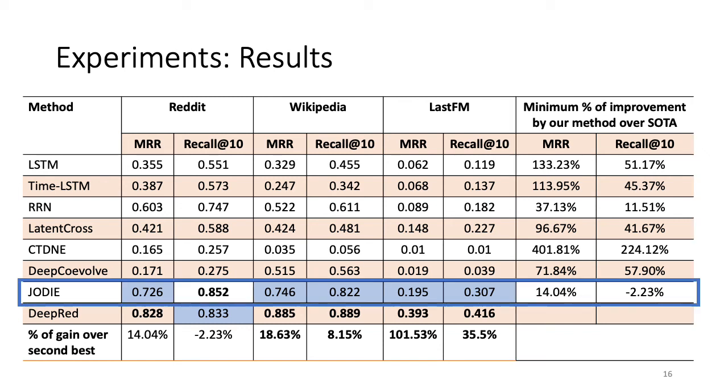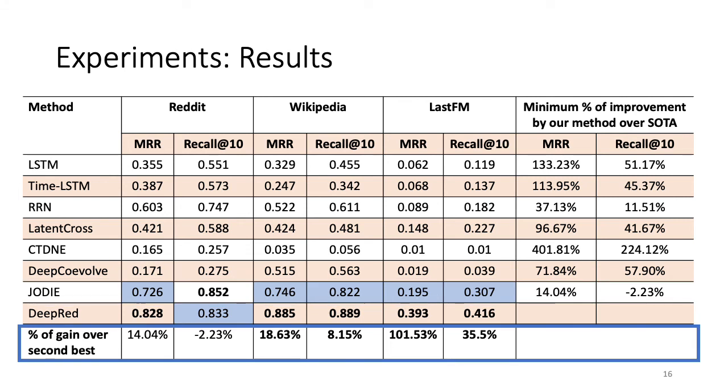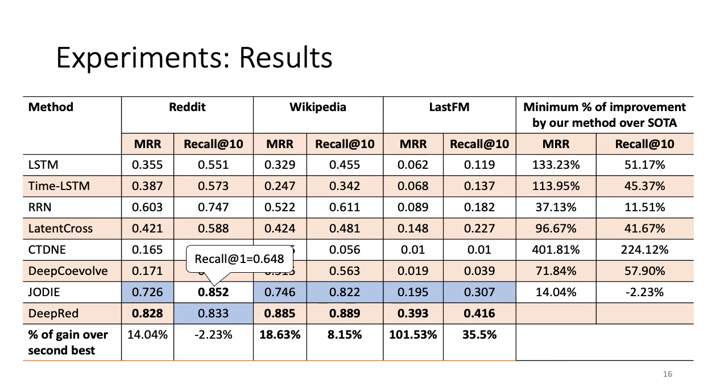The second best algorithm, which is Jodie, is better than DeepRed for Reddit when we look at the recall at 10%. Nonetheless, DeepRed is better for the rest of the cases. In addition, when we look at the recall at 1 for Reddit, with respect to Jodie, we see that the performance of Jodie drops significantly from 0.85 to 0.64, whereas we see that the difference is very small in our case.